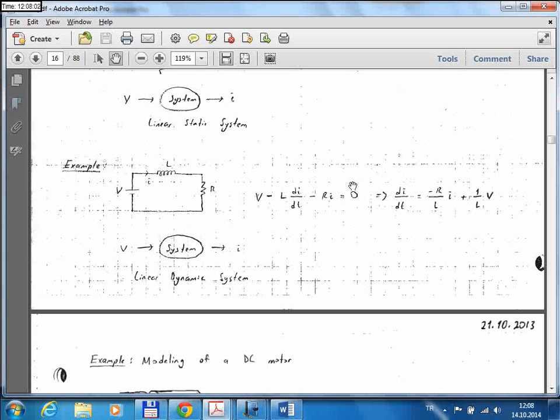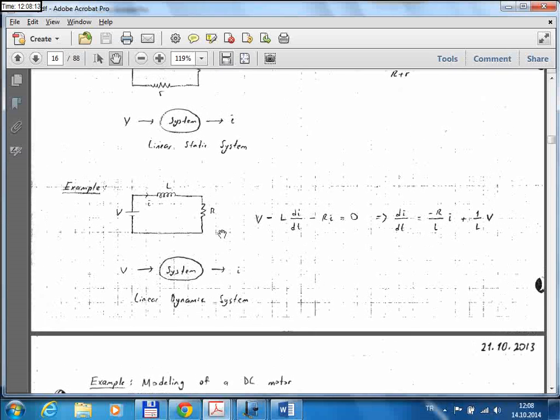And the relation between them is given by this equation. And this is a differential equation because there was this inductor, which is a dynamic element. By the way, let me just remind you that the inputs of a system are given, they are fixed. But for outputs, you can choose different things as your output. So output is not unique.